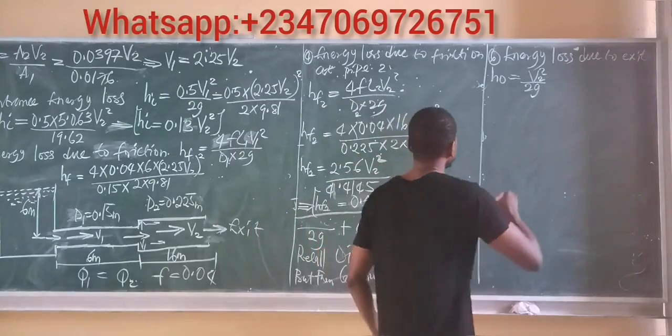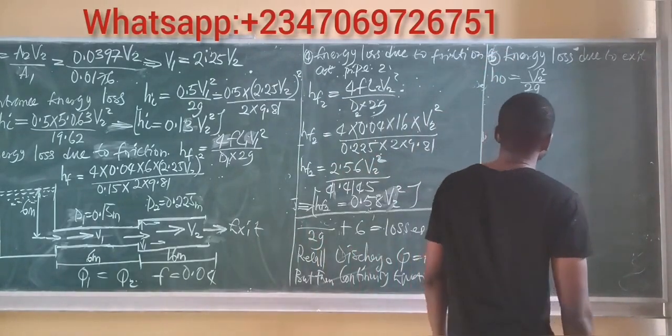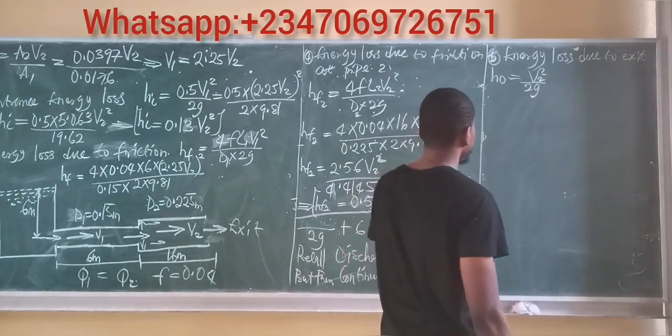Okay, this is number 5. All right, so this is the fifth energy loss phase. Energy loss due to exit. So that's the formula to calculate it.